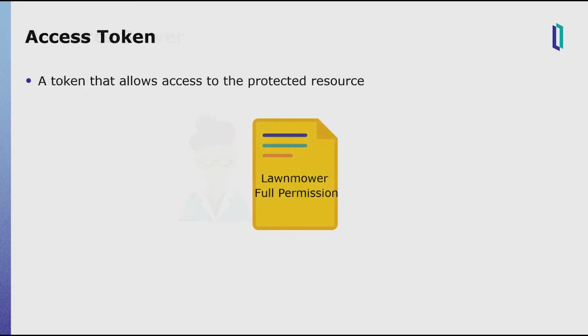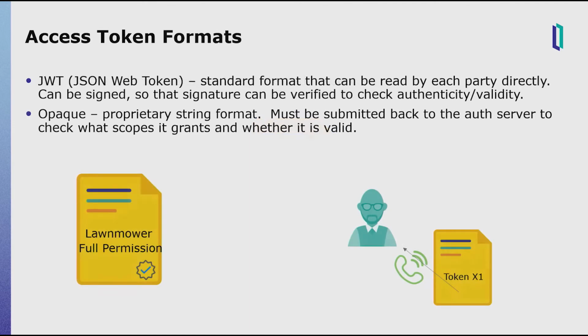An access token, as the name implies, is a token that allows access to the protected resource. Tokens can come in a couple of different formats: JWTs, JSON Web Tokens. These can be read directly. They can be signed, and I want you to verify the signatures for authenticity and validity. Opaque tokens are just proprietary string formats. These have to be submitted back to the auth server in order to find out what they say.